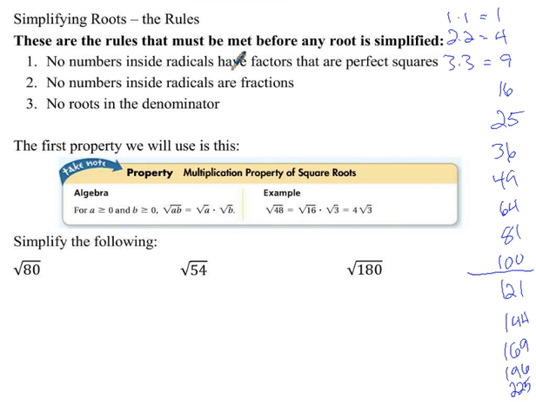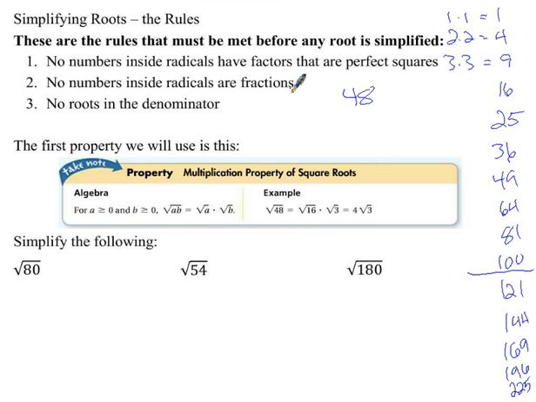So, no numbers inside the radicals have factors that are perfect squares. Factors, remember, are numbers that multiply together to give me something. So, if I take the number 48, is there a perfect square that's a factor of 48? The answer is yes. 16 times 3 is 48. 16 is a perfect square. So that's what I'm talking about with number 1.